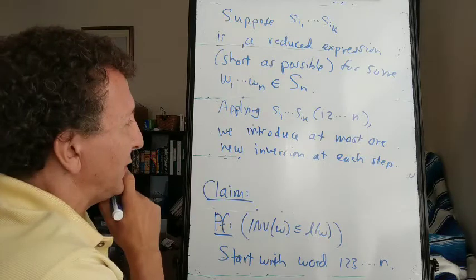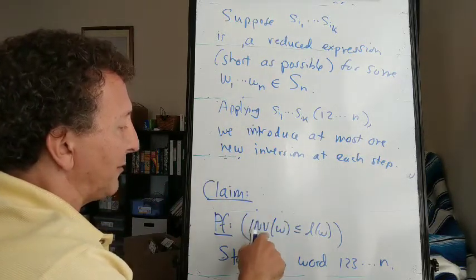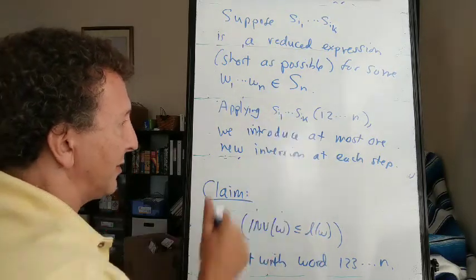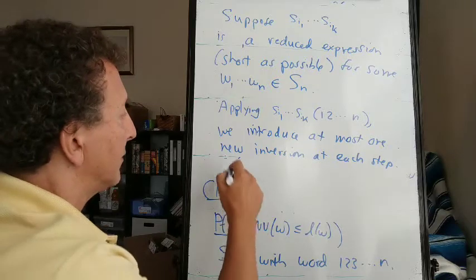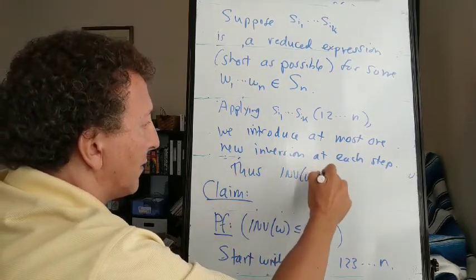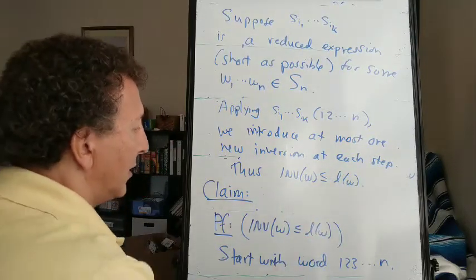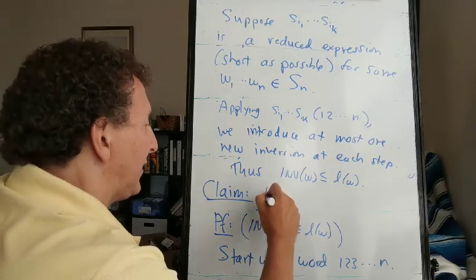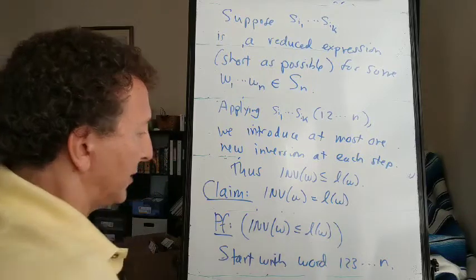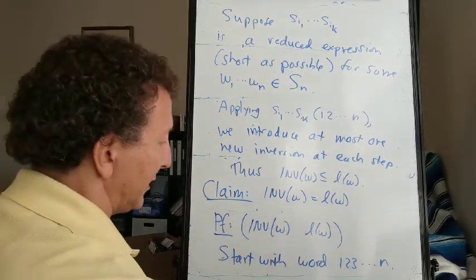Possibly we introduce fewer inversions. So that means that the number of inversions we end up with can't be any greater than the length, the number of generators. Alright, so we're claiming that the number of inversions in W equals the length of W. Okay, so we've established that inequality. Now let's look at the other inequality.